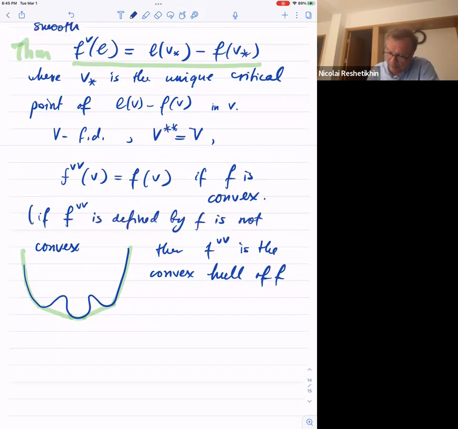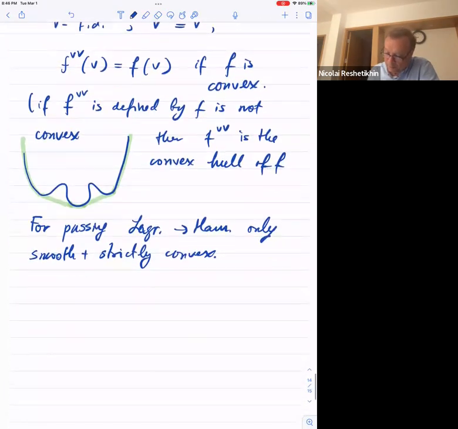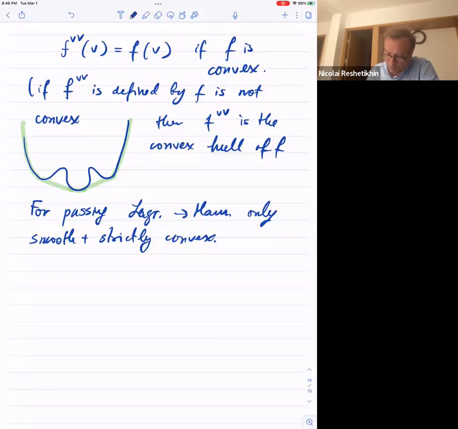So for us, we consider only the case when it's strictly convex and smooth. We're passing from Lagrangian to Hamiltonian. We need only smooth plus strictly convex. Okay, so this was just the digression to Legendre transform.